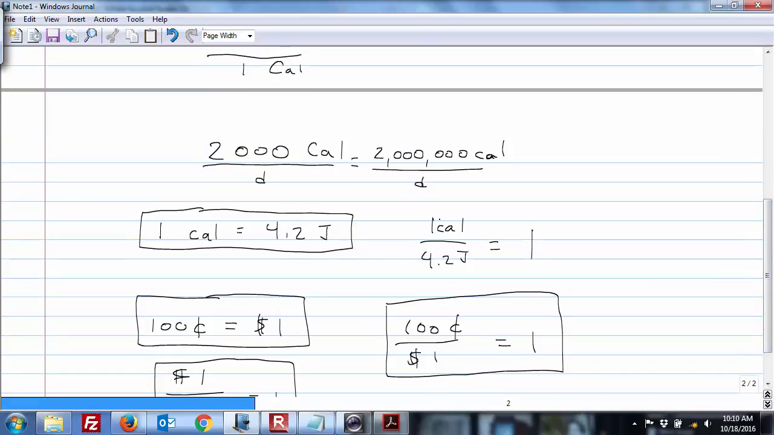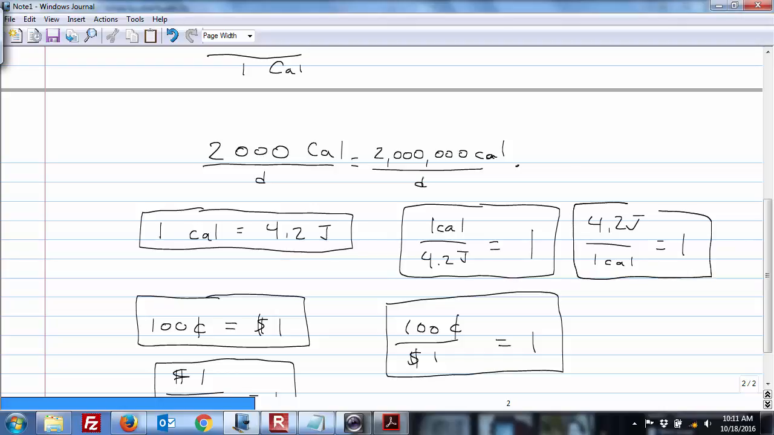Okay, so here's 1 calorie is 4.2 joules. So now all we need to do is multiply by the number 1. I'll write it one more time: 4.2 joules divided by 1 calorie equals 1. Same thing I did with the dollars and the cents. So when I multiply 2 million calories per day by 4.2 joules per 1 calorie, we just get this.